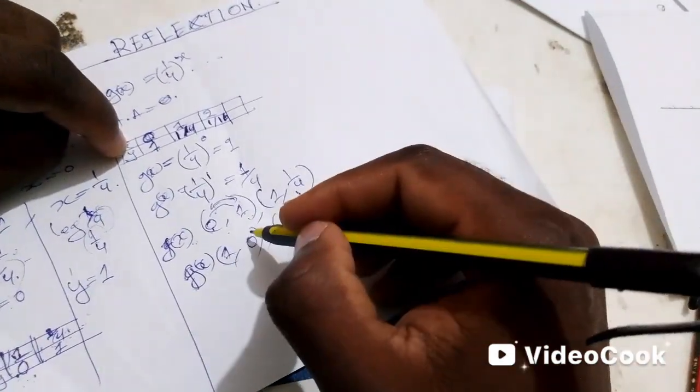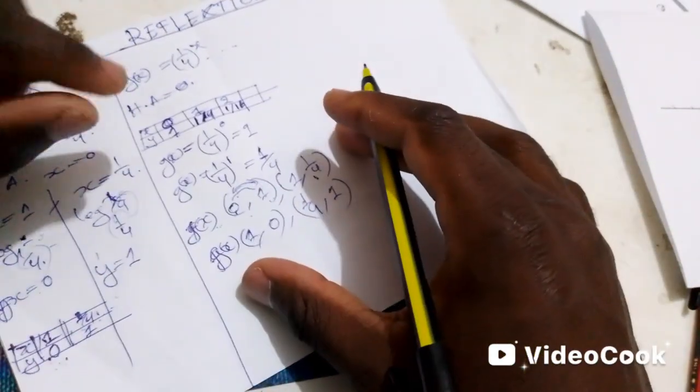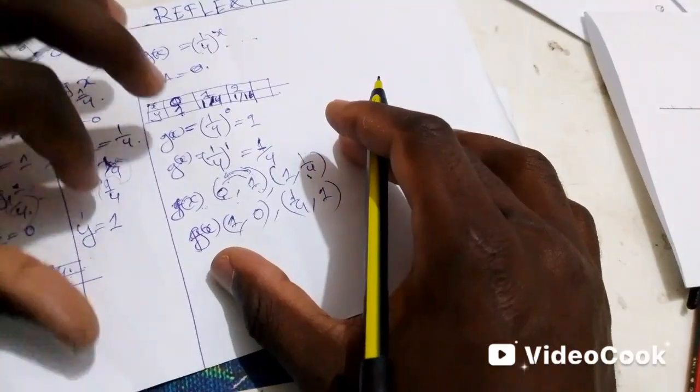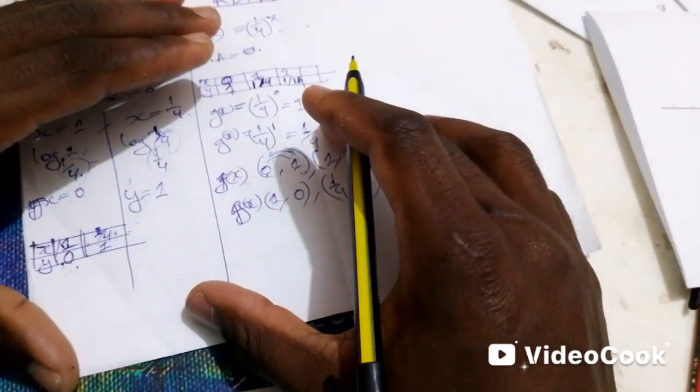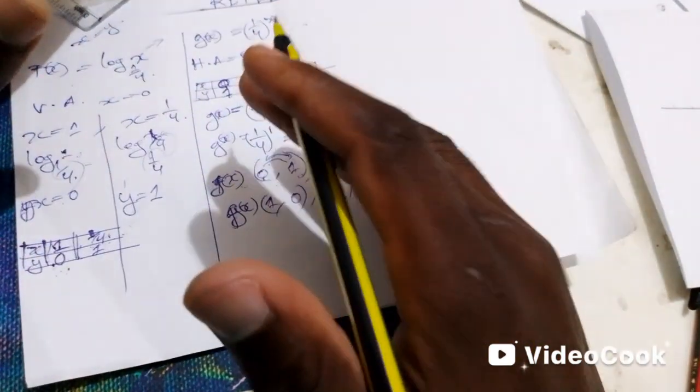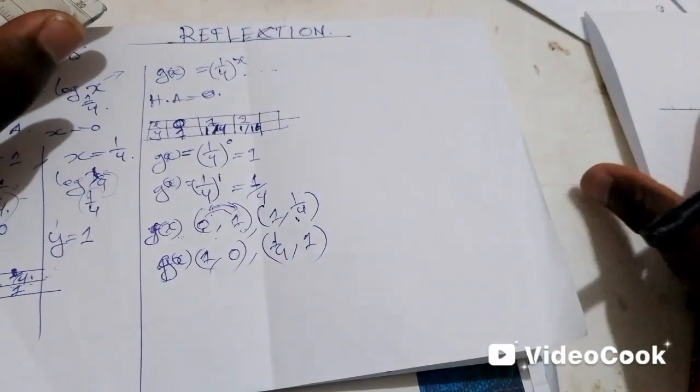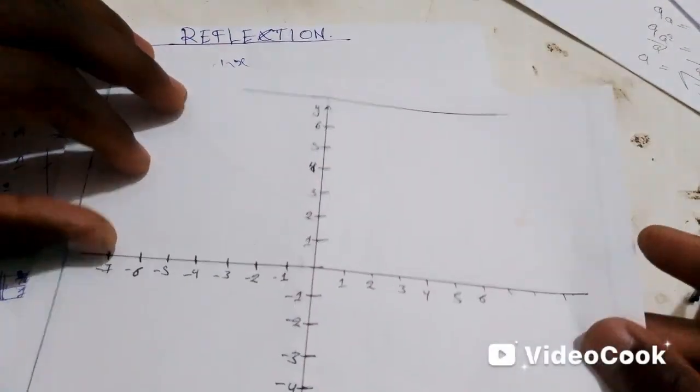So in short, if you find one, do not waste time on this. If you can solve for one of these two, just make a reflection of it, meaning make the x coordinate become the y coordinate and the y coordinate become the x coordinate, and then you go to the graph. So let's go to the graph.